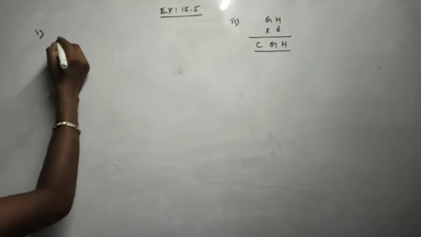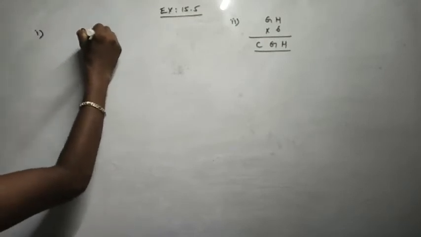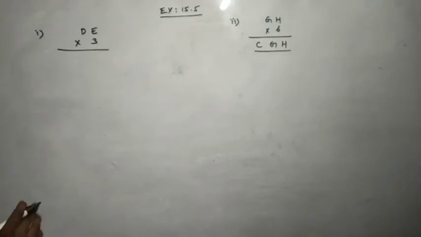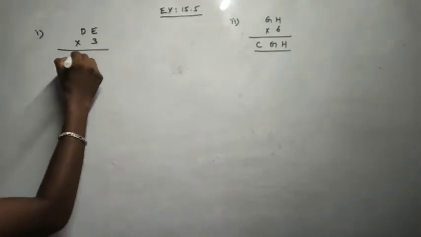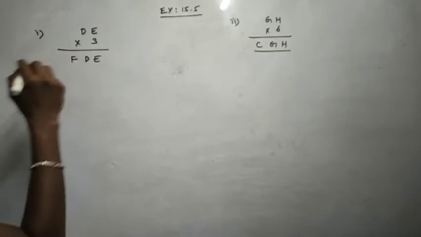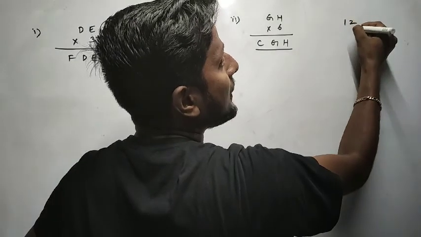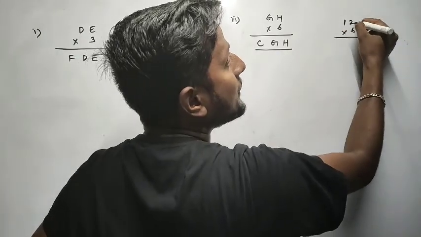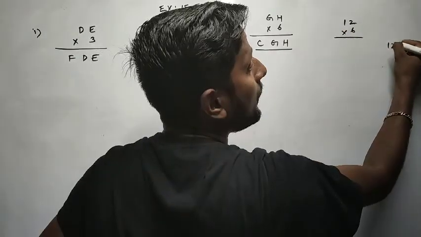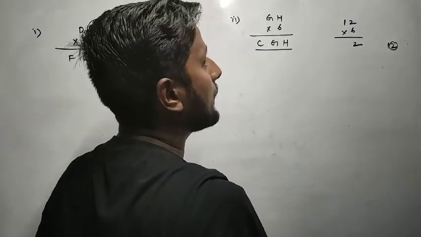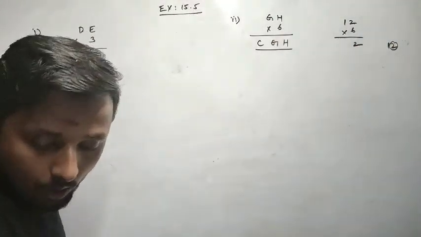The first problem is DE into 3 is equal to FDE. These are logical problems. For example, if I say 12, 6 twos are 12. In the 12, the first digit we write here and the extra digit we send as carry. Am I right?